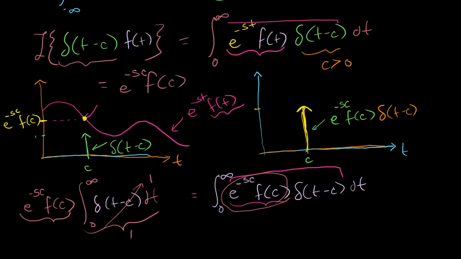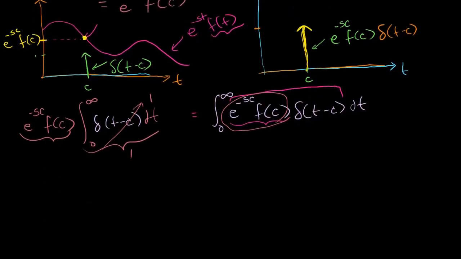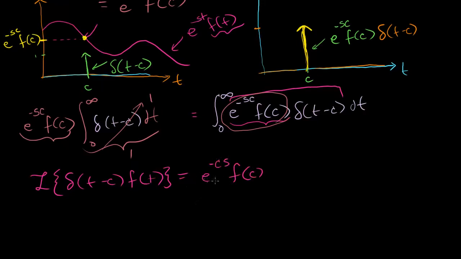Let me write that again down here. The Laplace transform of our shifted delta function, t minus c, times some function f of t, equals e to the minus c... Essentially, we're just evaluating e to the minus st at c. So e to the minus cs times f of c. We're essentially just evaluating these things at c. This is what it equals.